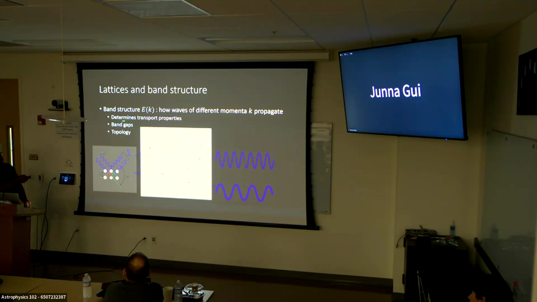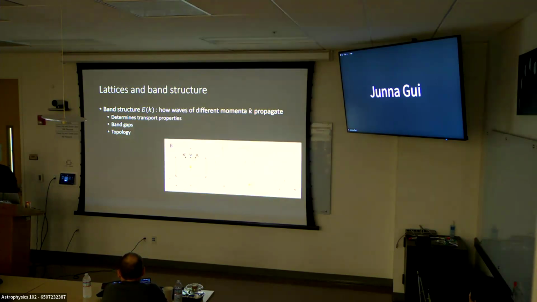These questions, band gaps and topology, led to the theoretical understanding of the quantum Hall effect, for example. So we want to think about these things in the context of quasicrystals. We're going to think about band structure.